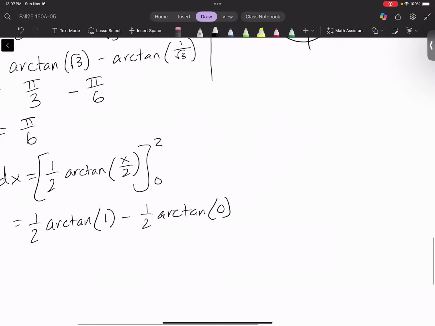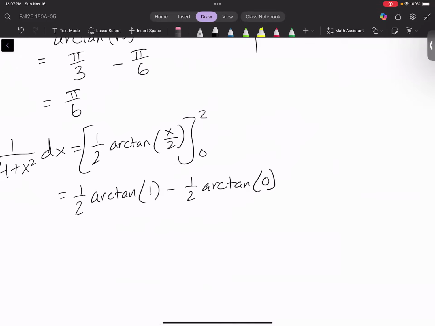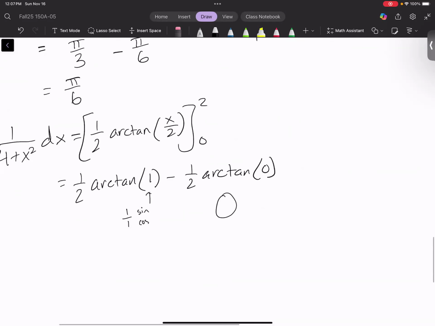Right? What angle gives you a tangent of 0? That's just 0. Okay. Arctan of 1, what this is saying is you have 1 over 1, right? Your sine and your cosine are equal to each other. Right? If tangent of theta equals 1, right? This is sine of theta over cosine theta equals 1. You can multiply both sides by cosine. Your sine and cosine are equal if tangent is 1.